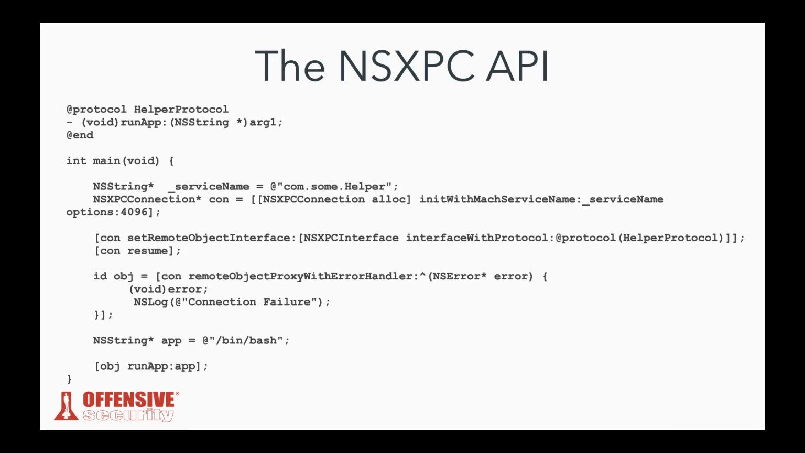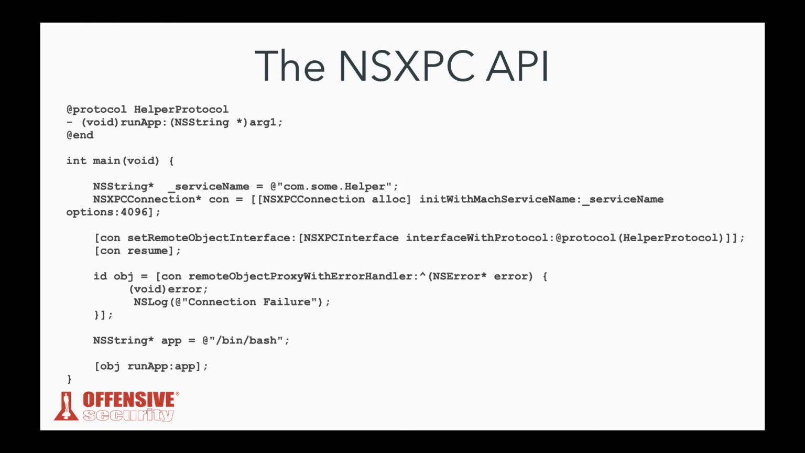So we define a protocol on both sides, both the client and the service side. The service will have a class which will implement the protocol, and that class will serve the XPC connection. On the client side, we just define the protocol. Then again, we define the service name. Then we do an NSXPCConnection initWithServiceName, and we connect to the service.